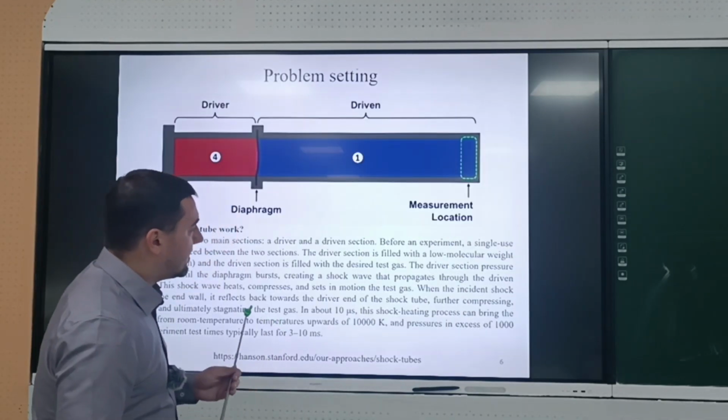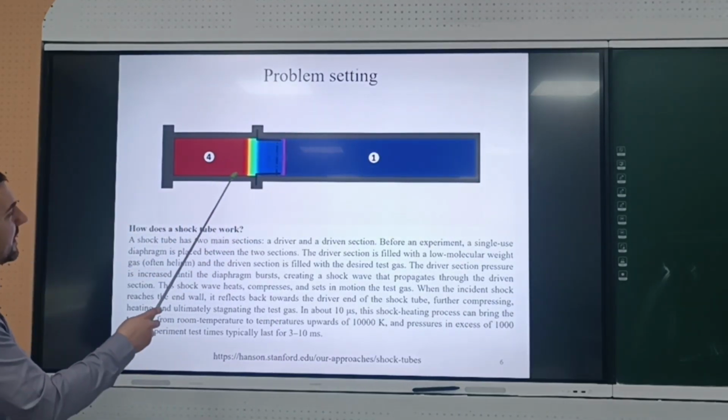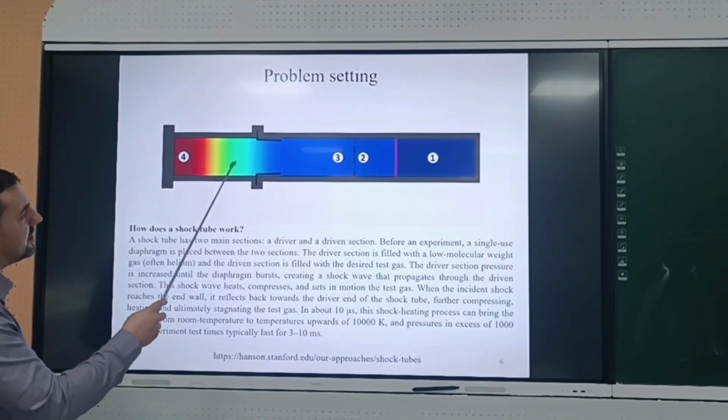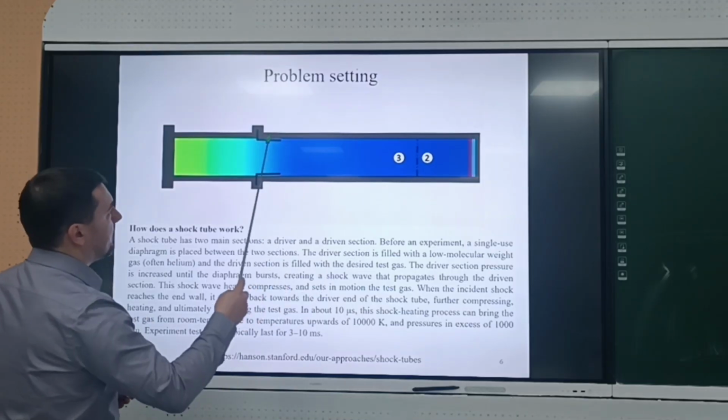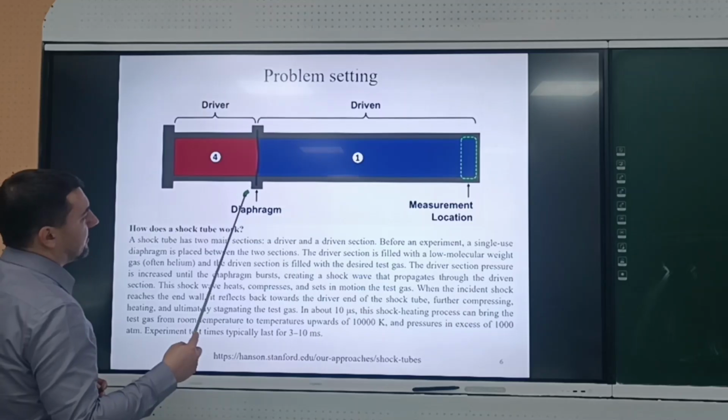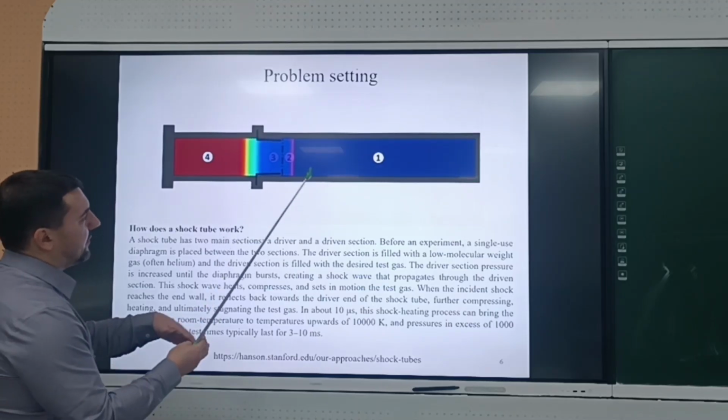So this is the sketch of the operation of this shock tube. This is a diaphragm. This is a high pressure chamber, this is a low pressure chamber, or driver section and driven section. And this is the rupture or opening of the diaphragm.